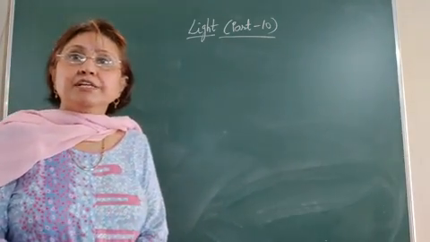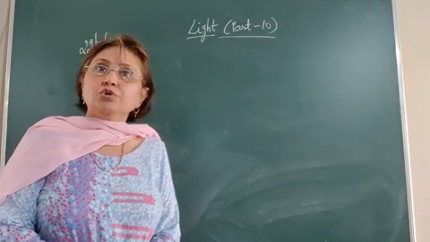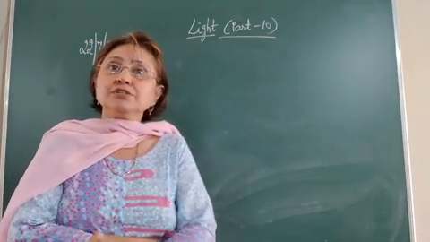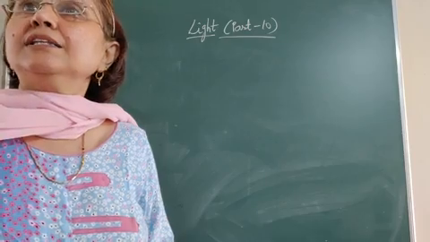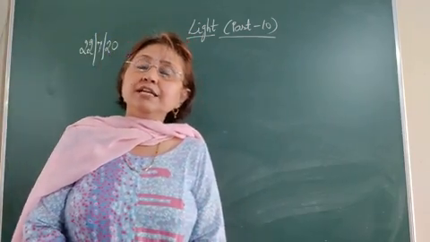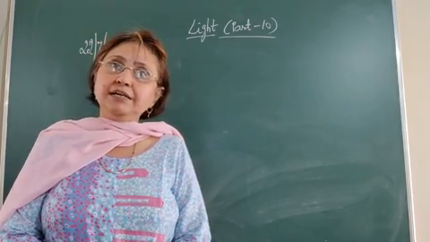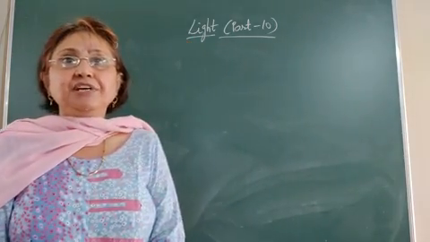Okay, yesterday we were studying the terms related to spherical lenses. Two types of spherical lenses we have studied: convex and concave lens. Convex lens is thicker in the middle and thinner at the edges, whereas concave lens is thinner in the middle and thicker at the edges. Some terms related to spherical lenses we have studied.